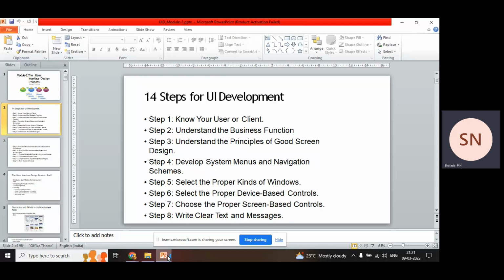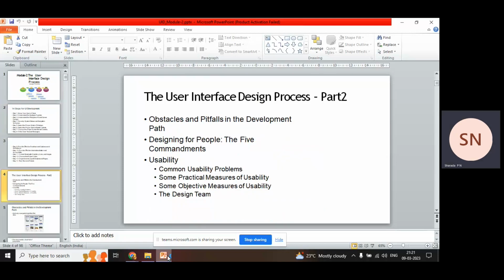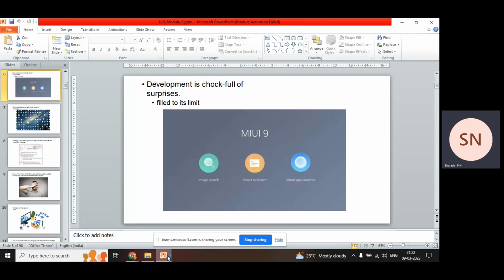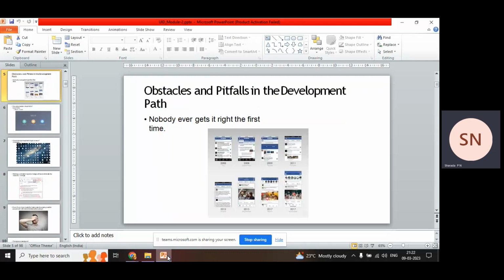Now we will start the design process by seeing the obstacles and pitfalls in the development path. And we have some of the topics: designing for the people, the five commandments, usability, and also those things. So we will see first the obstacles and the pitfalls in the development path.